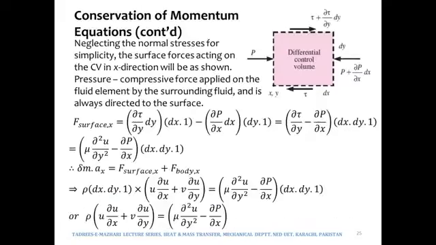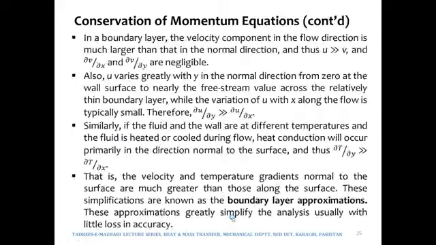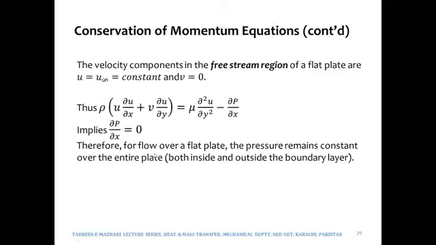This is the same equation that we had written over here. Rho times u ∂u/∂x plus v ∂u/∂y is mu times the second derivative of u with y minus ∂p/∂x. So this is the equation that has been written over there. Now in this equation, u is constant, so ∂u/∂x would be 0, and v is 0, right? So both the terms on the left hand side would become 0, and since u is constant, its derivative with y would be 0. So therefore ∂p/∂x would become 0 in the free stream region.